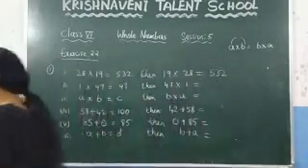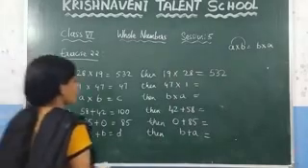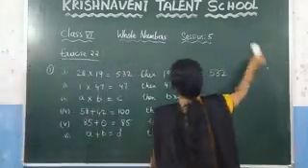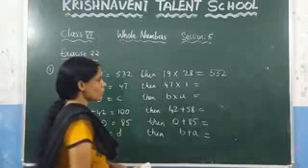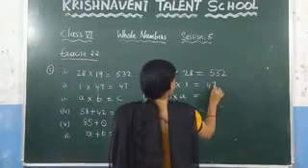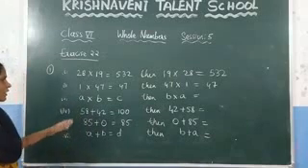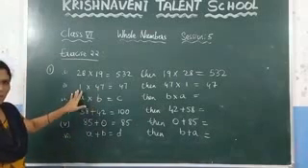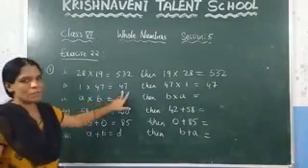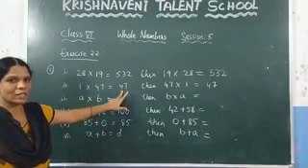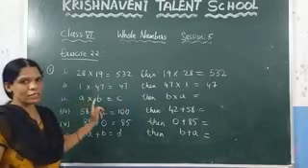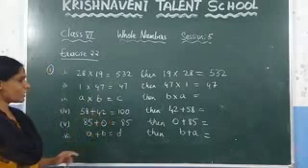Now see the next one. 1 into 47 is equal to 47. Then 47 into 1 is also equal to 47. By using multiplicative identity, because if you multiply any number by a certain number, you get the same number. Which number do you have to multiply here? 1. That one we call the multiplicative identity.